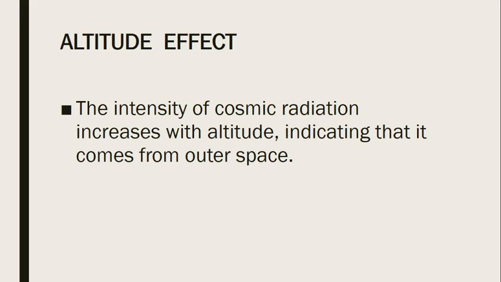Next is the altitude effect, in which the intensity of cosmic radiation varies with altitude. The intensity of cosmic radiation increases with altitude, indicating that it comes from outer space. We know that cosmic radiations are the radiations coming from extraterrestrial sources like the sun, stars, etc. So as we move above the earth, as the altitude increases, we can see that the intensity of cosmic rays also increases.